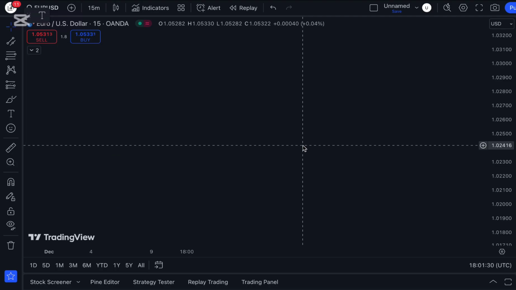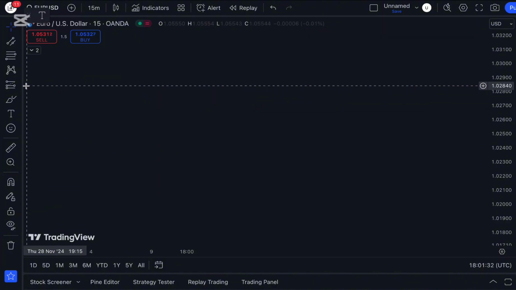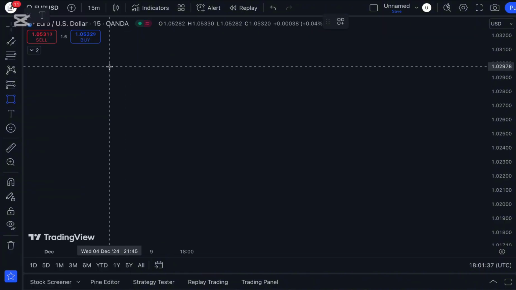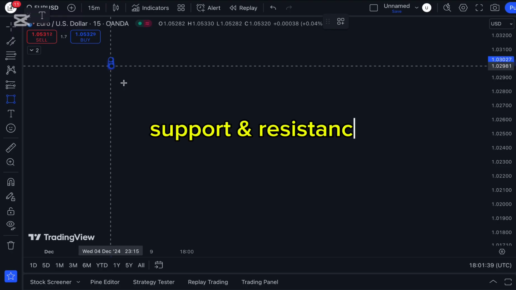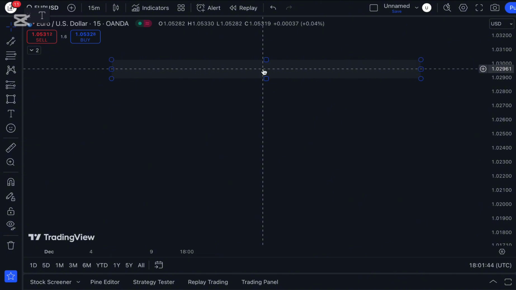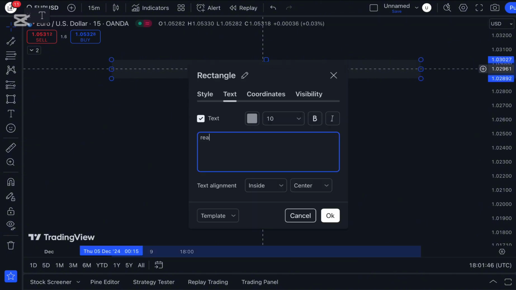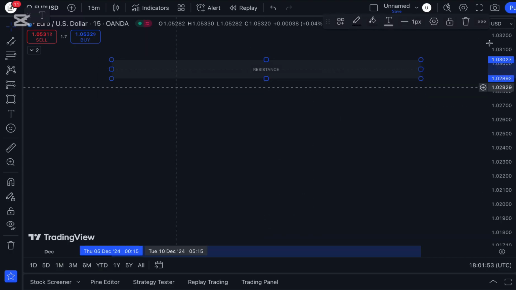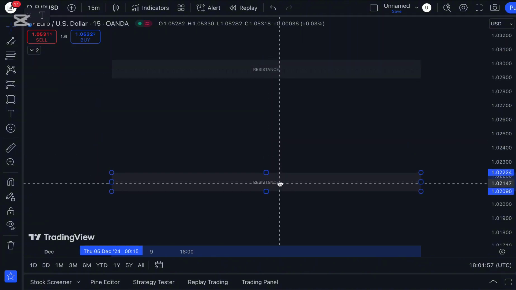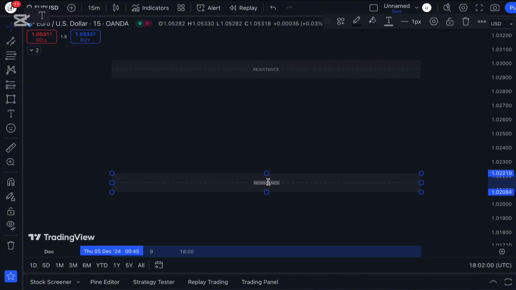So to begin with, we're going to use the rectangular tool to draw a few rectangles on the chart. Basically, this rectangle we're going to use as a resistance, so we can call this resistance. Then we'll do the same at the bottom. All you can do is just clone it and drag it to the bottom, and then we can name this as support.